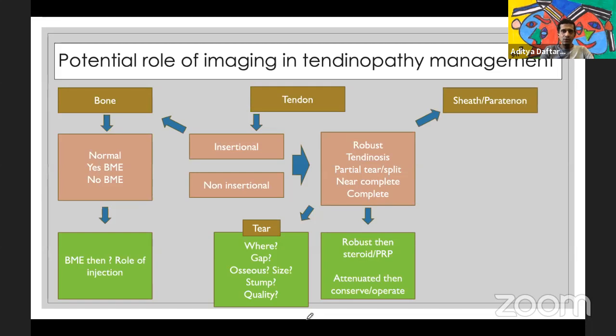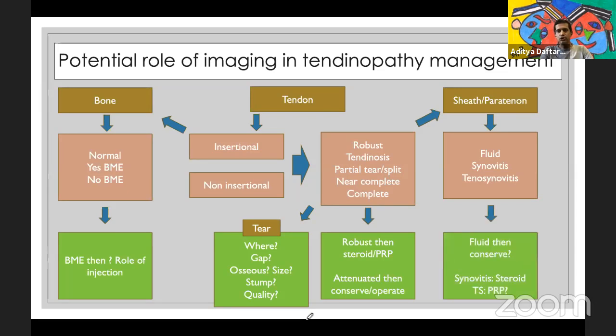On the other hand, once you finish looking at the tendon, start looking at the sheath or the paratenon. And if you see fluid, you may see just fluid. You may see synovitis. In other words, there's some thickening synovium in that area. And you may see tendon and synovium involvement. So if you see just fluid, it may be minimal and you may just want to conserve it. If you see synovitis, then perhaps you want to consider a steroid injection if there's synovitis but normal tendon. And on the other hand, if you see tenosynovitis, then do you sort of consider the role of PRP in these kind of situations?